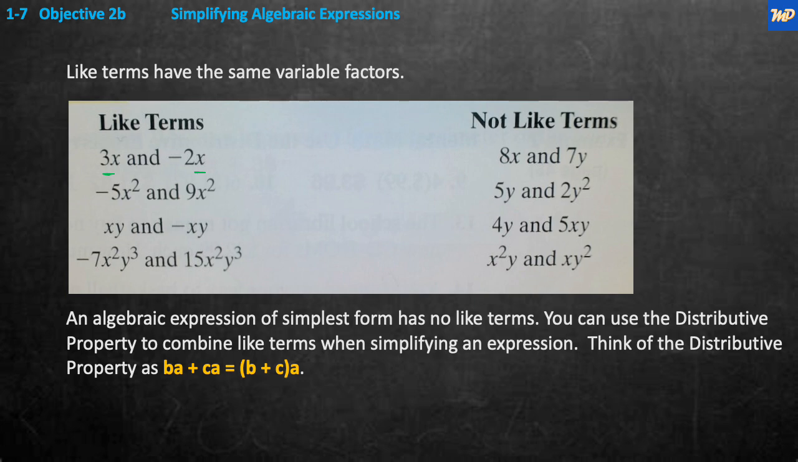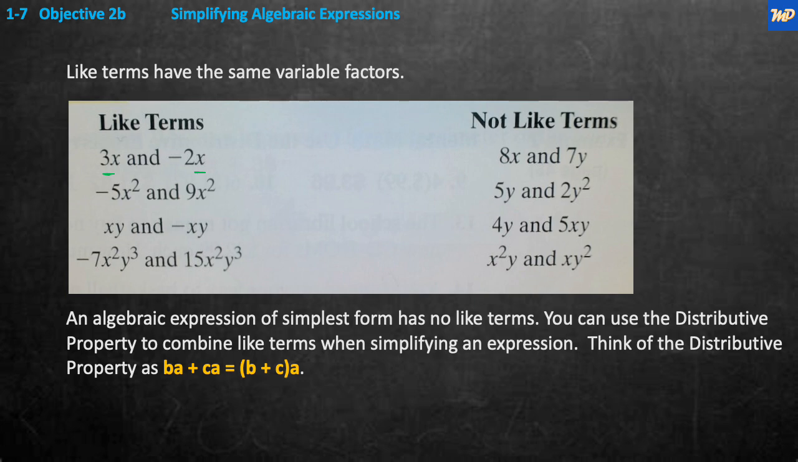How about minus 5x squared and 9x squared? They're like terms because the x's are squared. If it was x squared and x, they're not like terms. You can't do it. You have to be exact. Here's the next one, xy and negative xy. Those are like terms because you have an x and a y. It doesn't matter if it's negative and positive. Xy minus xy is just 0. But the point is you can still add or subtract them.